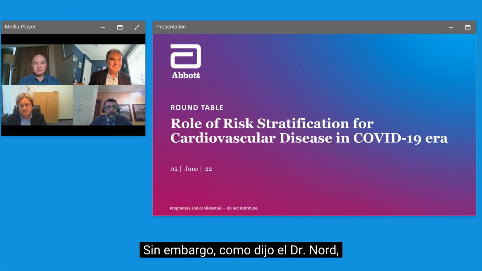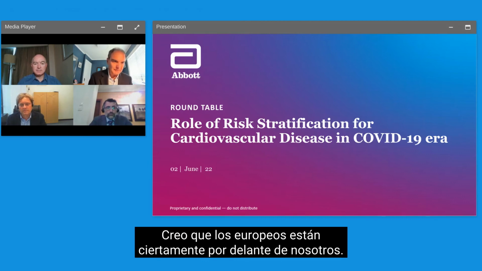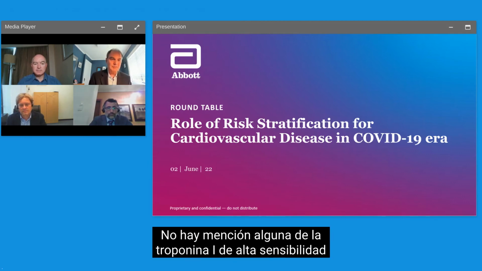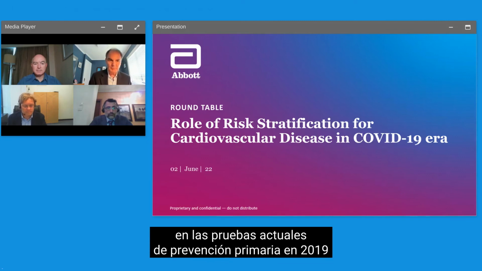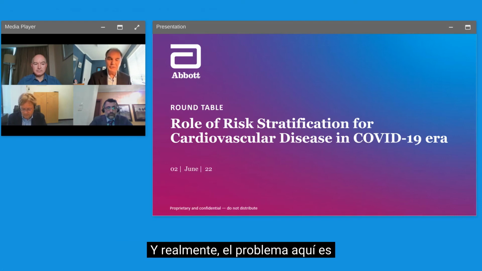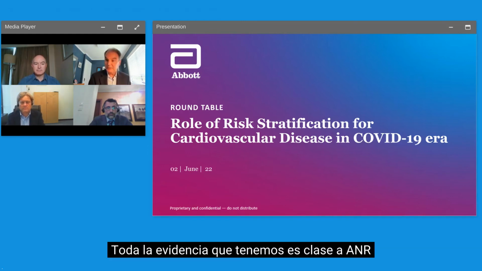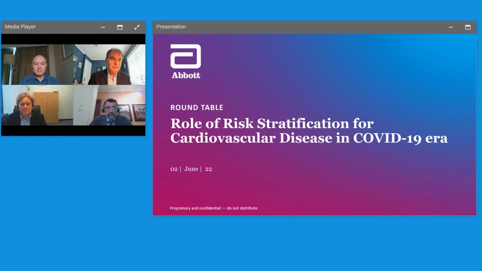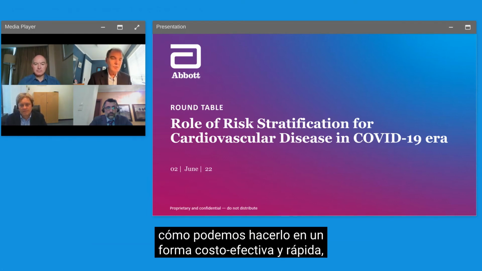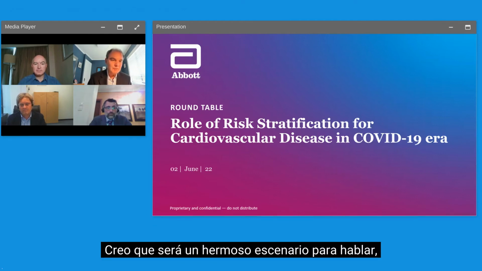However, as Dr. Nord said, there's always the skeptics, and we know how hard it is to get new indications into the guidelines. I think the Europeans are certainly ahead of us. There's no mention whatsoever of high-sensitivity troponin I testing in the current 2019 primary prevention cardiovascular guidelines in the United States. And the issue here is that there's no class 2 R evidence, class 2 randomized evidence. All the evidence that we do have is class 2 NR, not randomized. So we really need to be thinking about how we can, in a very cost-effective and quick way, run randomized studies, and the Mecan environment, I think, will be a beautiful setting to talk to you, Dr.